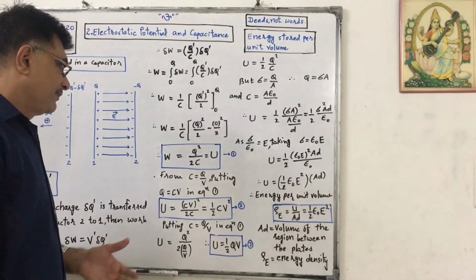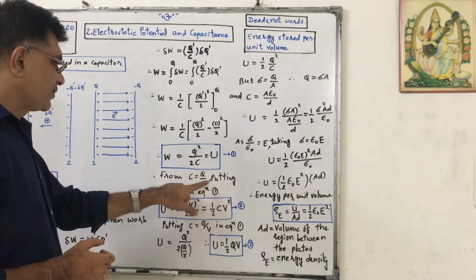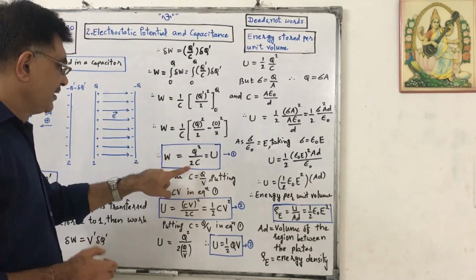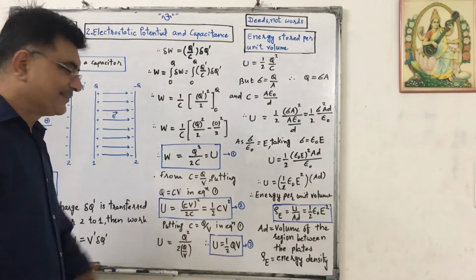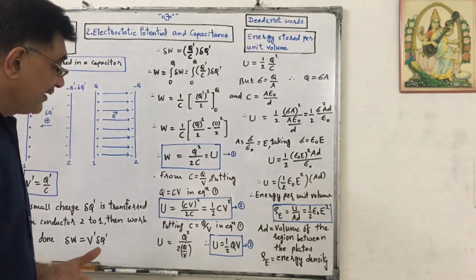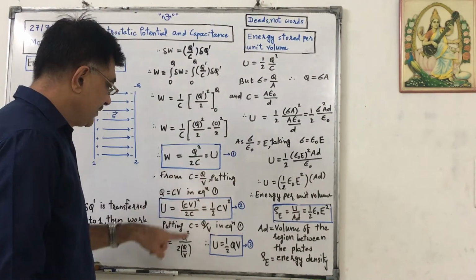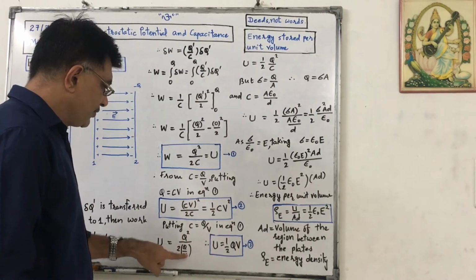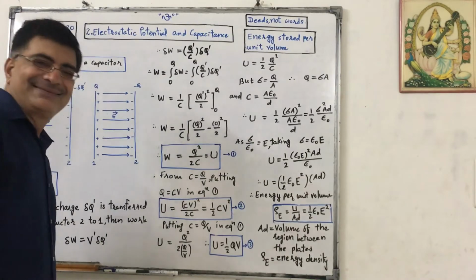Let us obtain other forms of this energy. We know that C equals Q by V, so I can write Q equals CV here. So CV whole square by 2C, so that will be half CV square. Also we can again obtain a new formula. C equals Q by V, if I replace here, so Q square upon 2 into Q by V. So U will be equal to half QV.